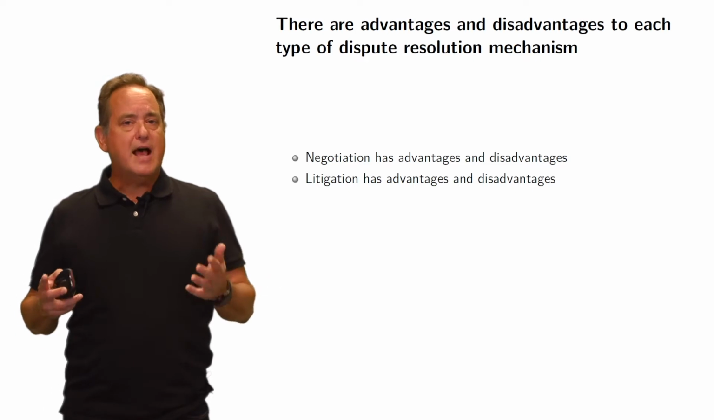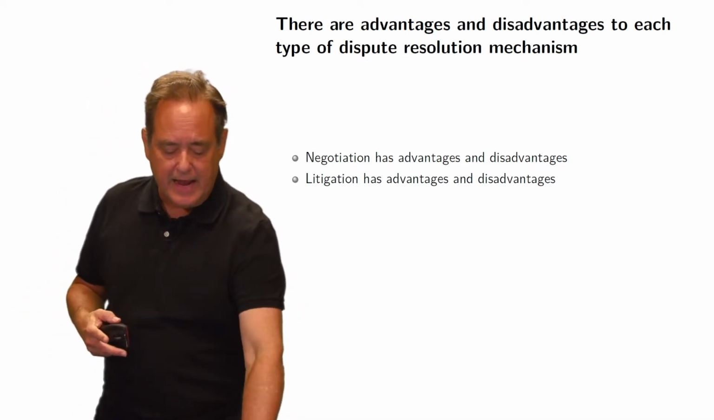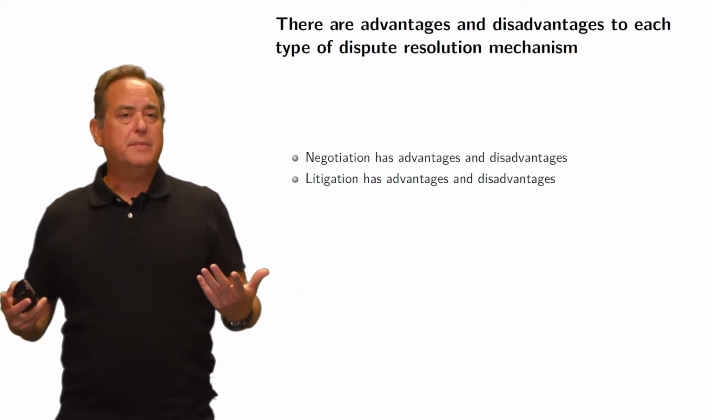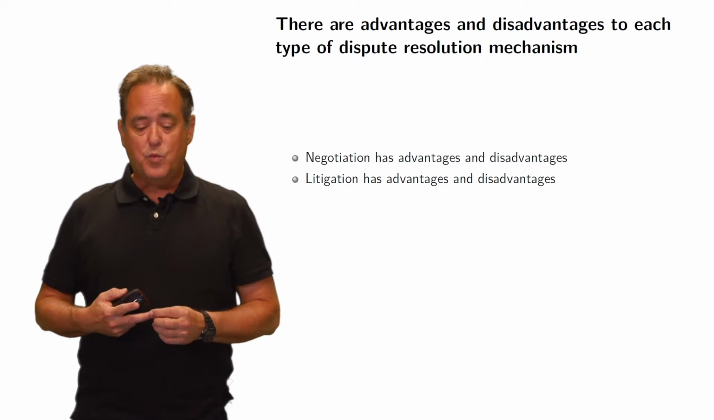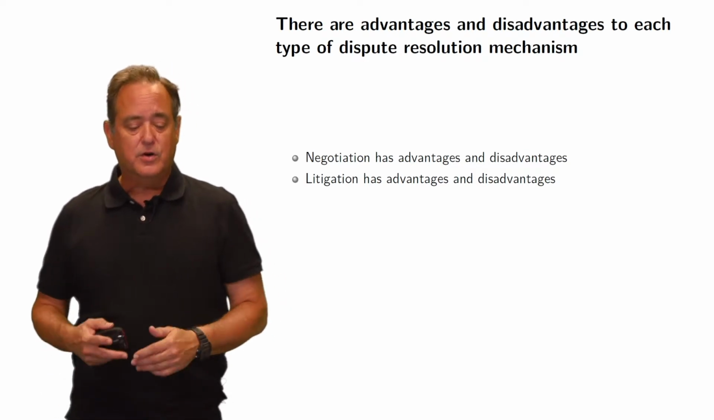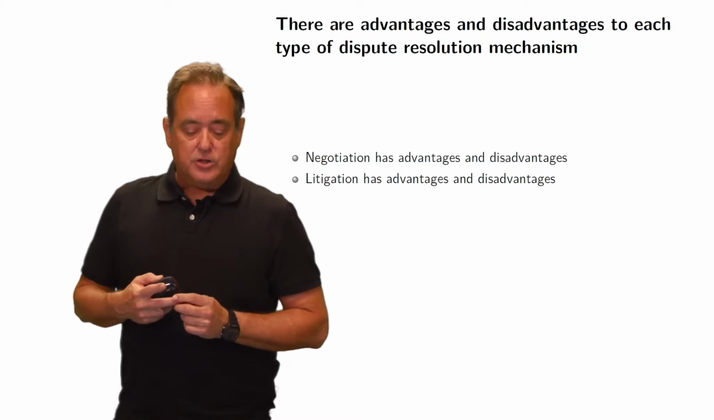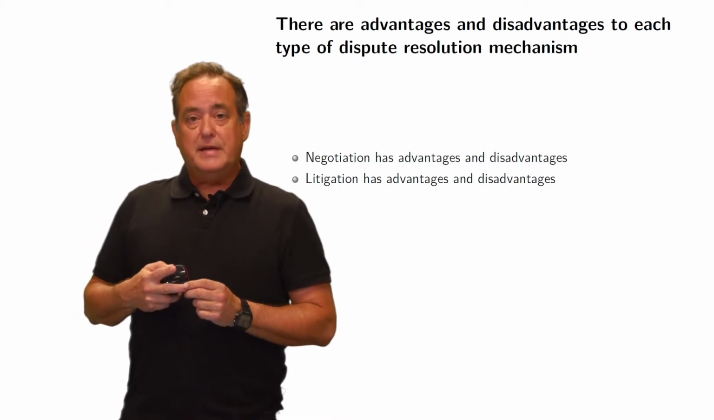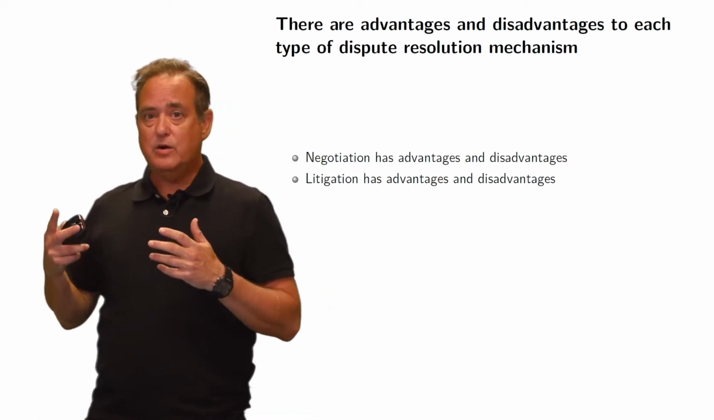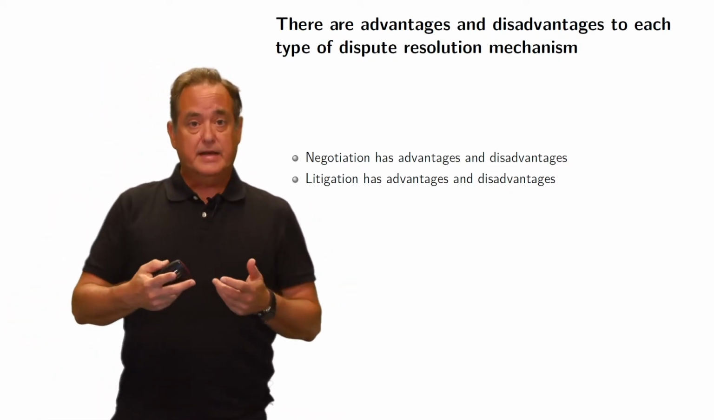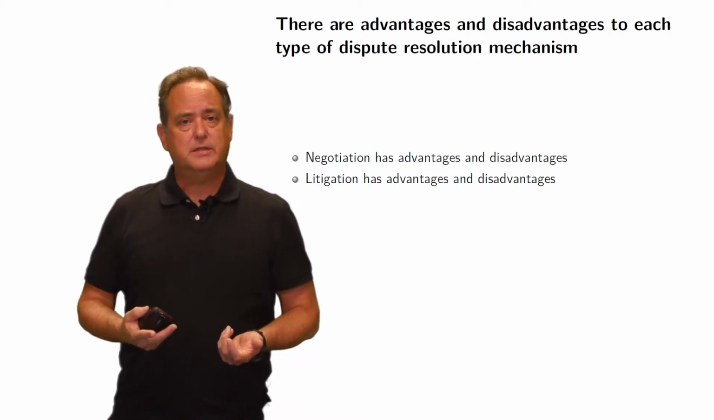Now, litigation has advantages and disadvantages as well. Litigation is the primary means of resolving disputes. So that's pretty good. It's the way that we're very familiar with resolving disputes. Litigation also allows us to get a final judgment. And the final judgment is an order to the state to enforce the judgment.